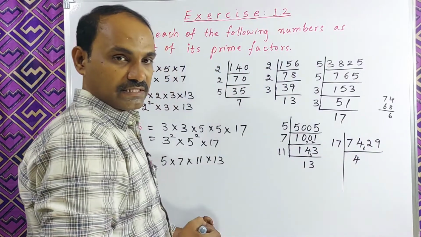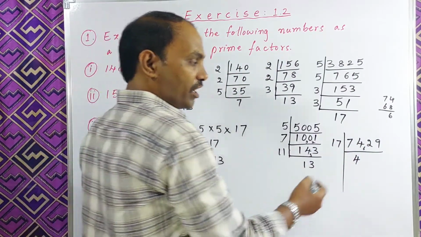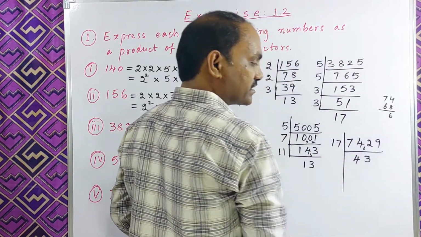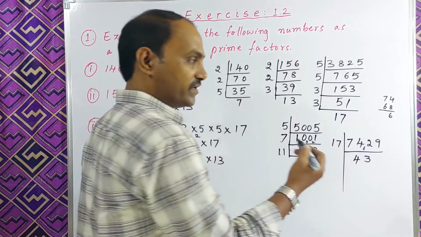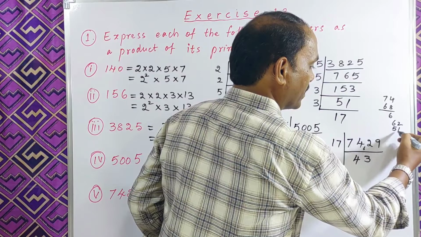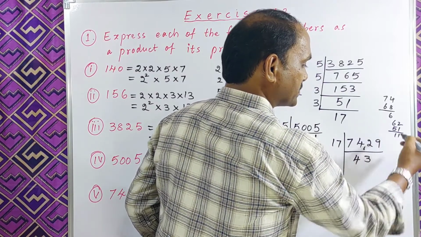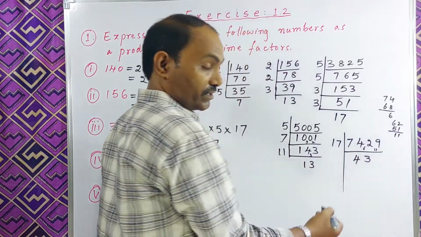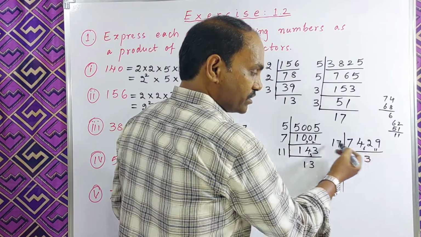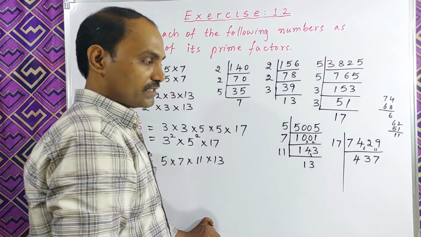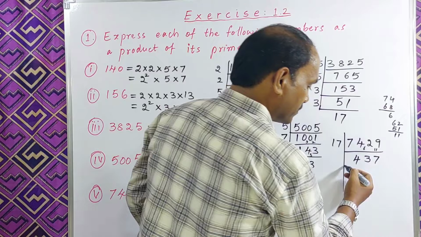62. So how many times 62? 17 threes only. 17 threes are 51. So 62 minus 51, here 1, here also 1, means 11 is there. 119, so 17 sevens. Is it? Slowly do this one.